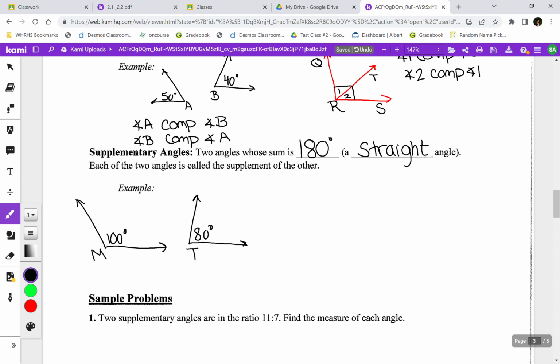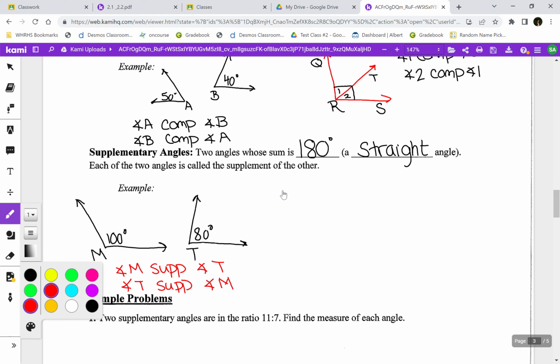Do you think we can conclude that angle M and angle T are supplementary angles? Yes. How would I shortcut that? Angle M sup angle T, or we can say angle T sup angle M. And that reads angle M is a supplement to angle T, or angle T is a supplement to angle M. All right, also, we don't have to be given any numbers.